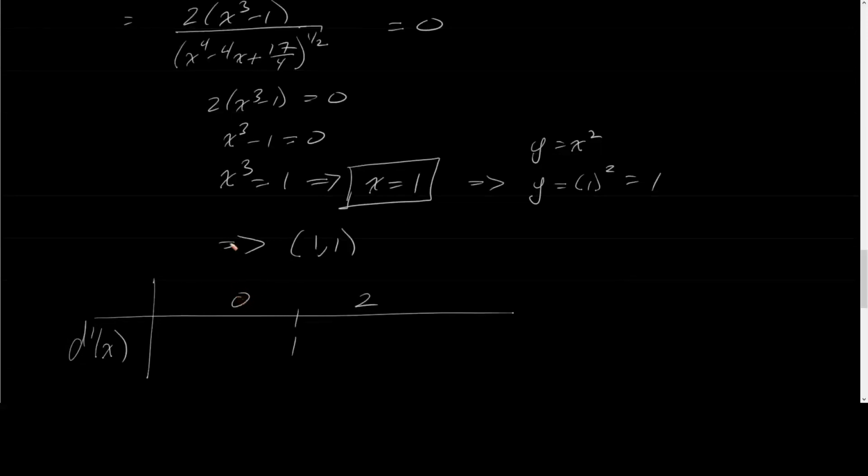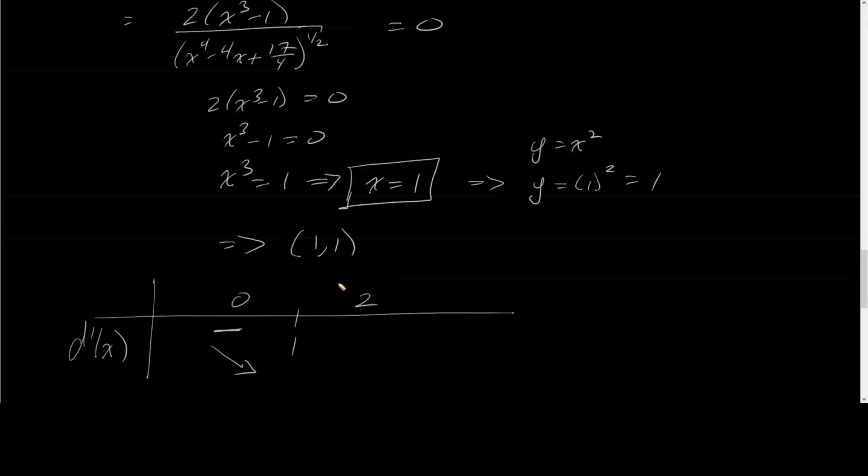If I plug in 0, on the bottom I just get 17/4 to the 1/2. That's some positive value. I don't care what it is, it's just positive. On the top, 0 minus 1. Well, 0 cubed minus 1 is negative 1. And I have a negative on top and a positive on the bottom. Overall, that's a negative. Tells me at that point it is decreasing.